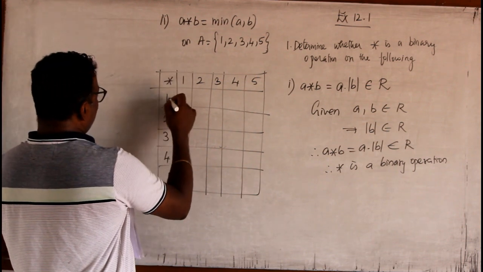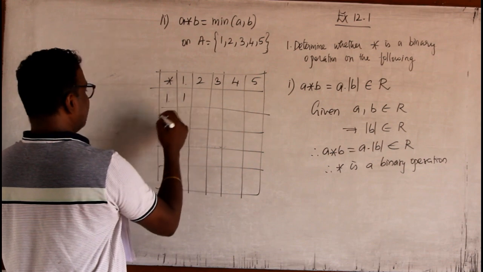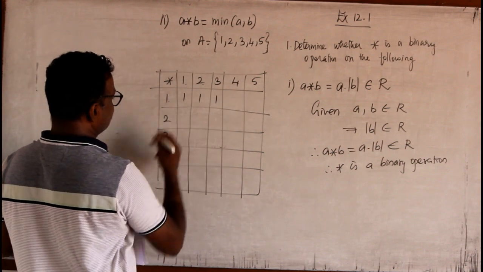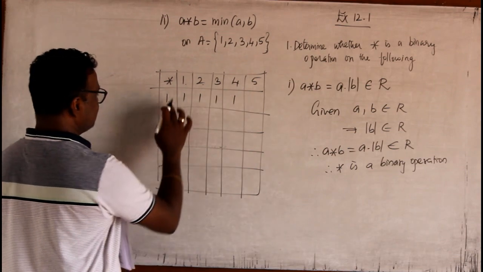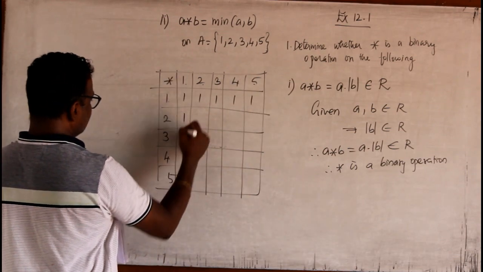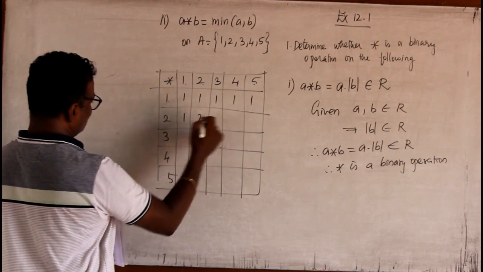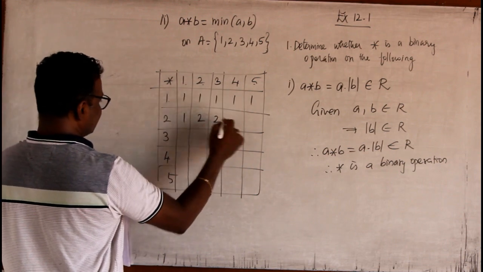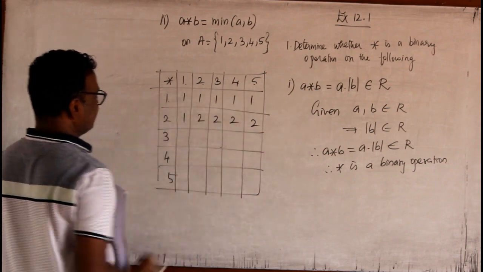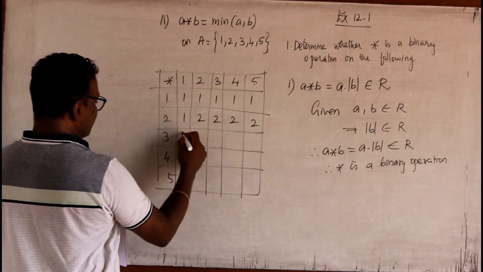That is, 1 and 1, the minimum is 1 always. 1 and 2, 1 is the minimum. 1 and 3, 1 is the minimum. 1 and 4, 1 is the minimum. Between 1 and 5, 1 is the minimum. Between 2 and 1, 1 is the minimum. Between 2 and 2, we say 2. 2 and 3, 2 is the minimum. 2 and 4, 2 is the minimum. And 2 and 5, 2 is the minimum. 3 and 1, 1 is the minimum.